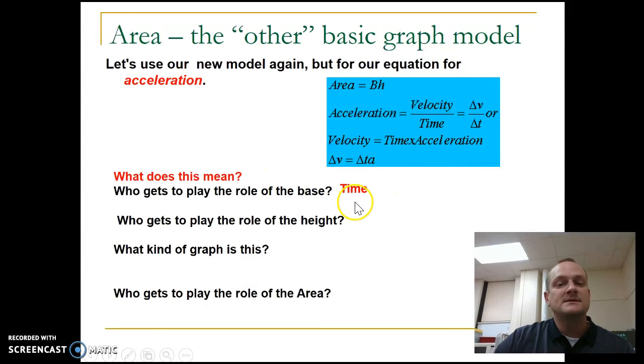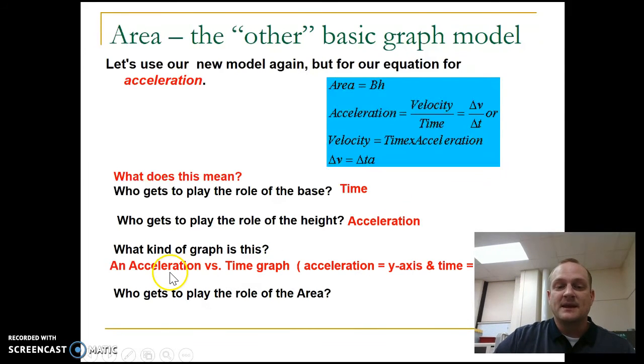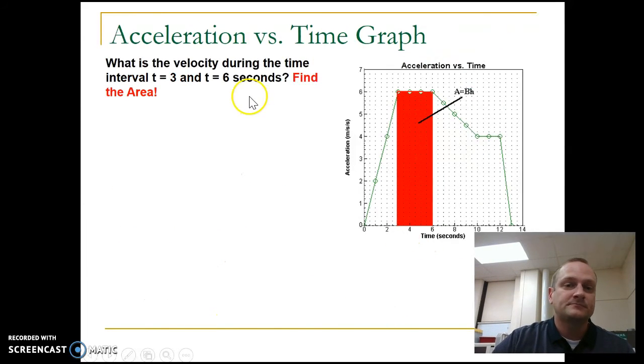So who gets to play the role of the base here? The base is still going to be the time. Who gets to play the role of the height? The height is the acceleration. So what kind of graph is this? This is going to be an acceleration versus time graph. Acceleration on the y-axis, time on the x-axis. And then who gets to play the role of the area? Well, the area is going to wind up being the velocity, or at least the change in velocity.